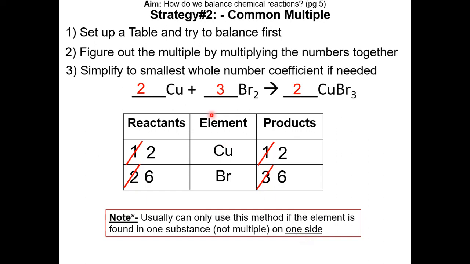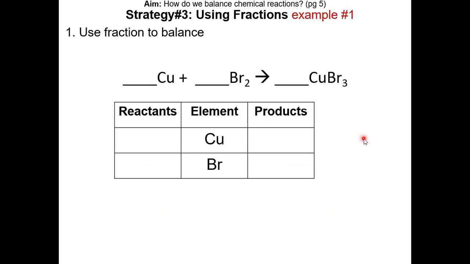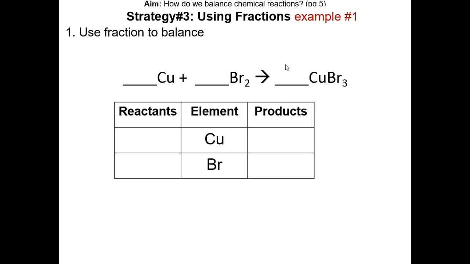For example, if Br was found on every single substance on each side, then you cannot use strategy number 2. The third strategy is the fraction method. The method is used to deal with prime numbers.